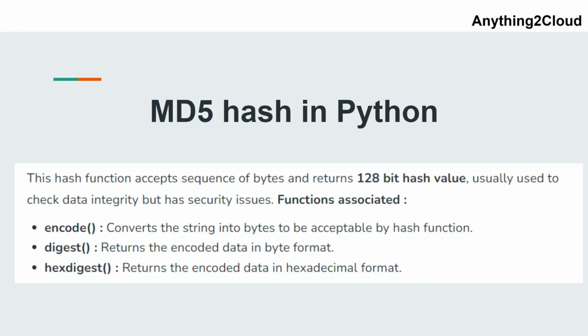So basically there are three functions associated with this: encode, digest, and hex digest. The encode function is mainly to convert the string into bytes to be accepted by the hash function. The next function, digest, returns the encoded data in byte format. And the third one is hex digest, which returns the encoded data in hexadecimal format. Basically, these three functions are associated with this MD5 hash. Let's see an example.